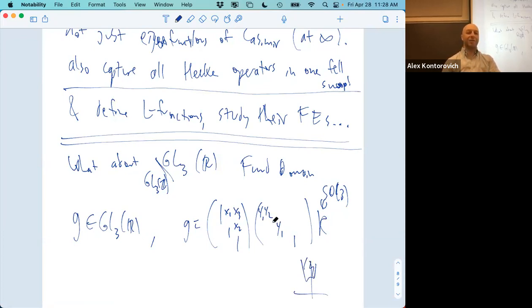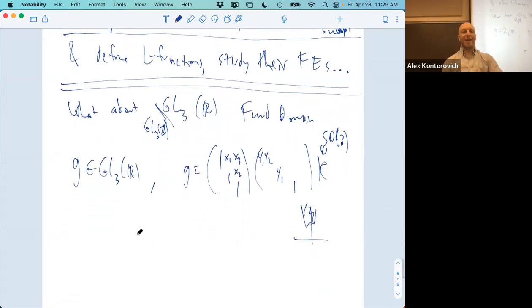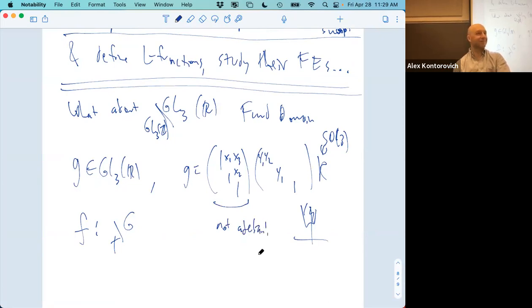Well, here we again can have some relations on the x's and y's. The x's can be placed between minus a half and half. This group is now no longer abelian. It's nilpotent, it's still unipotent, it's still the exponential of a nilpotent thing. So let's say you have a function f on this quotient. I'll still write g mod gamma, g is now GL3. How do you even get a Fourier expansion of this? This is not abelian. So what's a Fourier expansion?